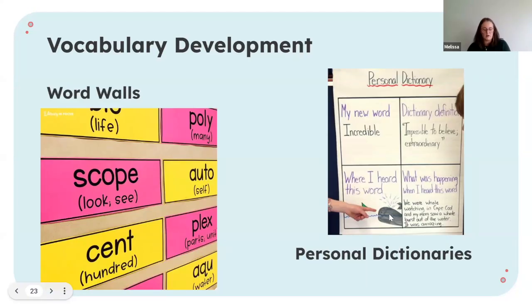Personal dictionaries are also a great option for language learners to be involved in their own learning. They can record information in their first language, draw pictures, use the words in a sentence, define it, or any combination of these that work for them.